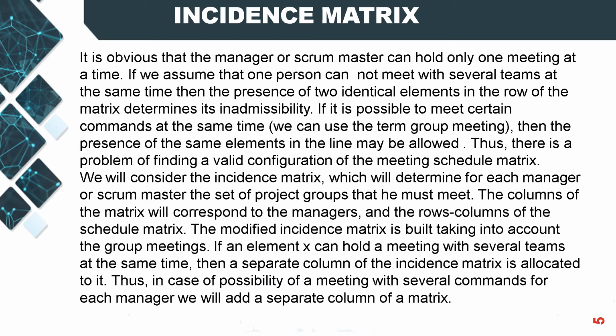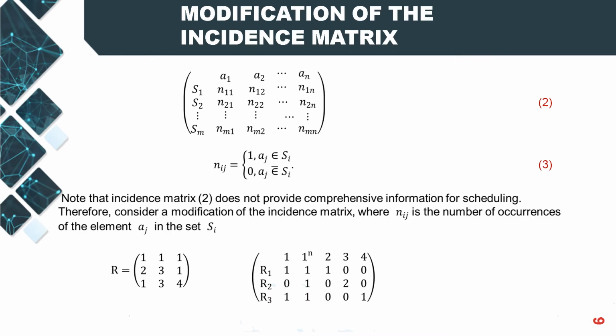If we assume that one person cannot meet with several teams at the same time, then the presence of two identical elements in a row of such a matrix determines its inadmissibility. If it is possible to meet certain teams at the same time, then the presence of the same elements in a row may be allowed. Thus, there is a problem of finding a valid configuration of the meeting scheduler matrix.